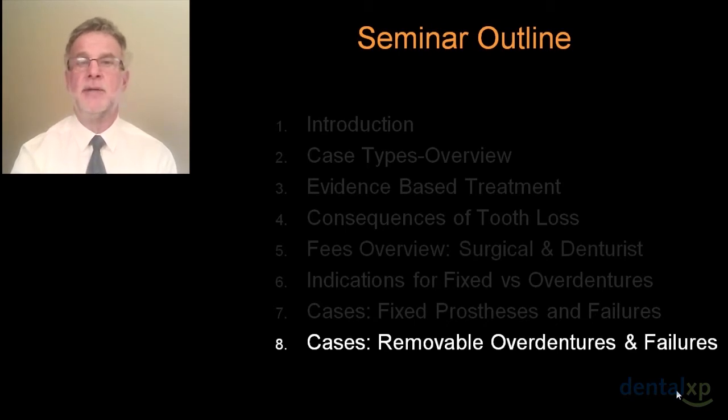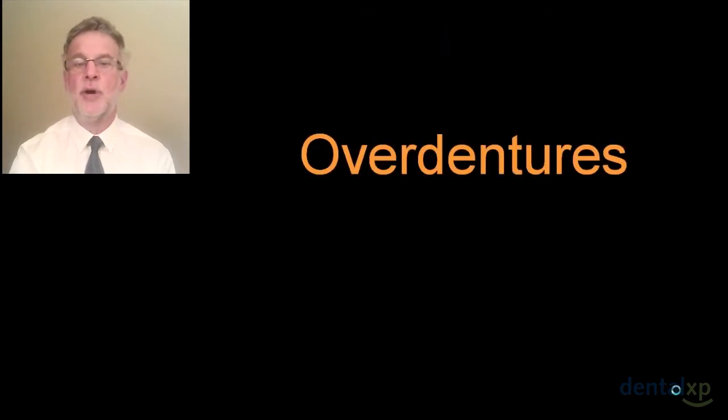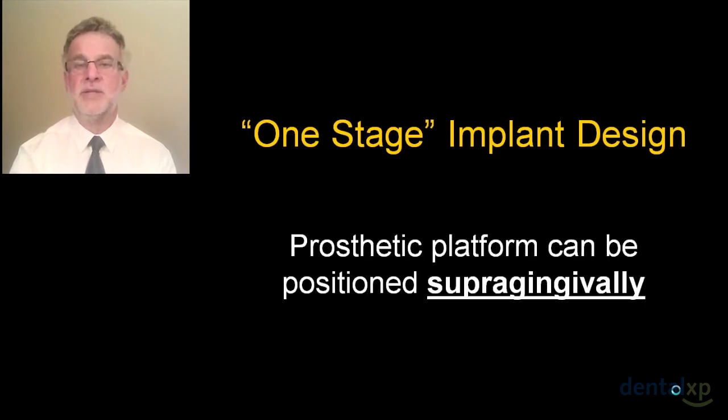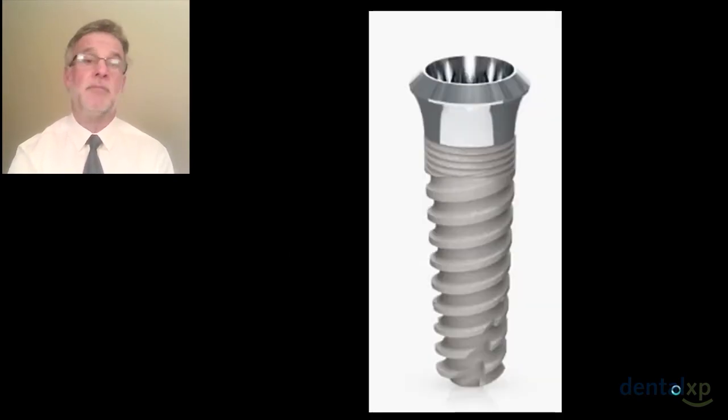Now, to go back to the very beginning when we had some definitions, once again it's worth emphasizing what kind of implant design is best for an overdenture. And I would suggest that you use a one-stage implant design where the prosthetic platform can be positioned at or even supragingivally. I mentioned my preference for this.